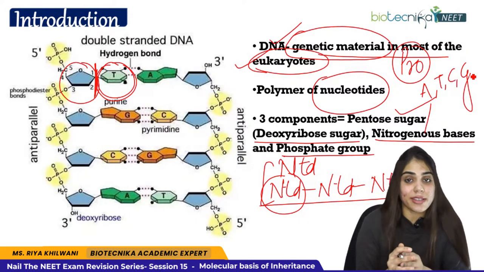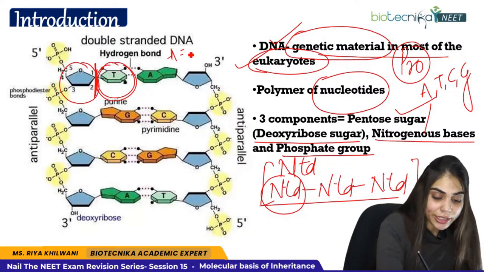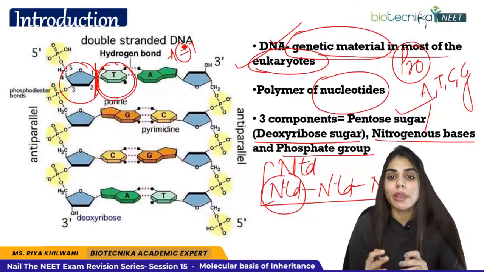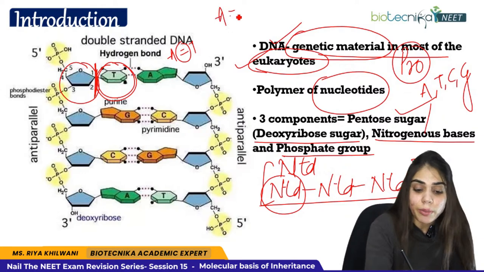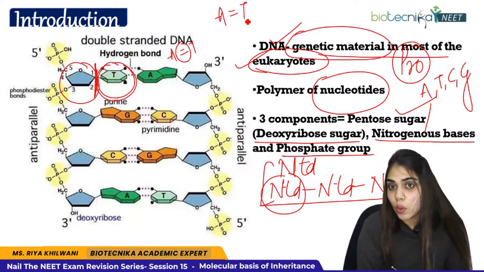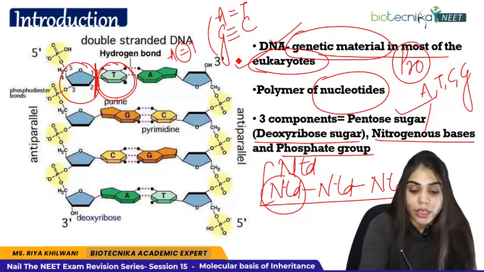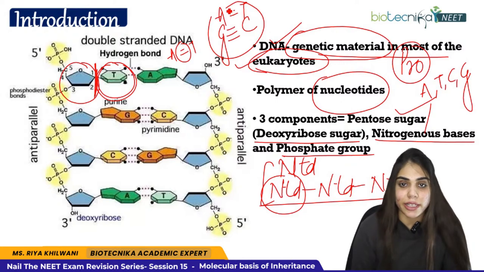How are these nitrogenous bases arranged in DNA? They are arranged with the help of hydrogen bonds. You all may know that between adenine and thymine there is a double hydrogen bond, whereas between guanine and cytosine there is a triple hydrogen bond. That is how the nitrogenous bases are stabilized in DNA.